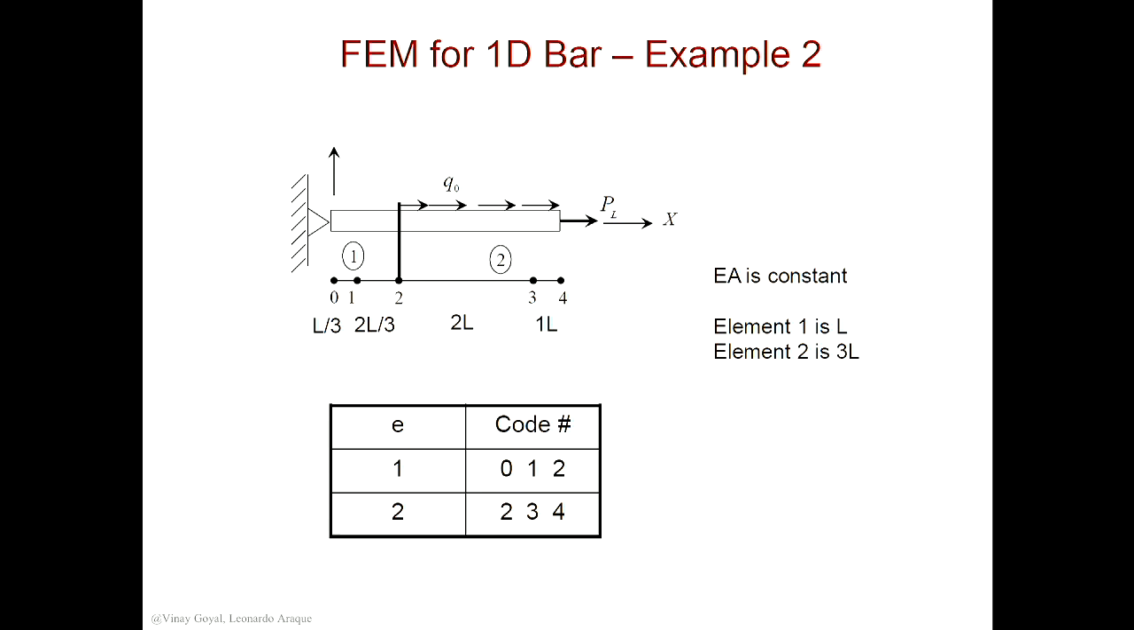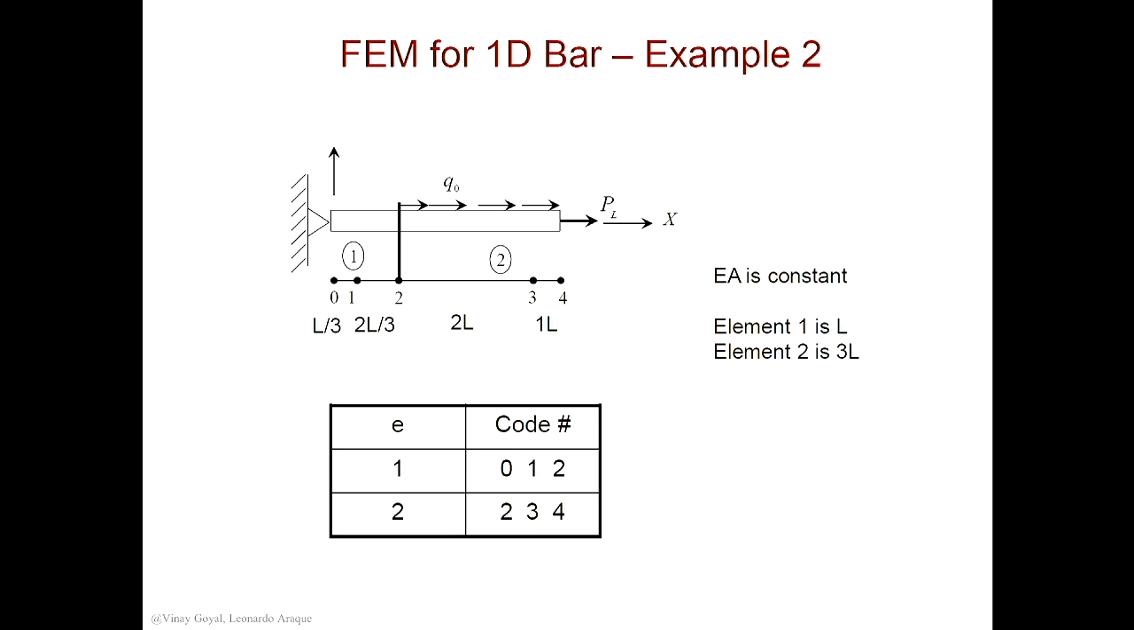Okay, so first of all, this problem is a bar and has a distributed load that starts right about here, and ends here. And it has an axial load there. And then I'm going to divide the elements right there. Okay, so element 1 and 2.